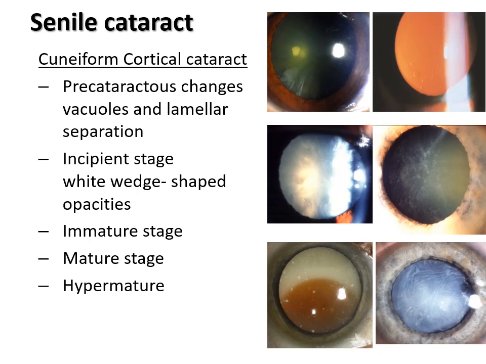In this type, there is liquefaction of the cortex, and the nucleus is moving freely inside the cortex, and as you can see in the picture, you can identify the nucleus, the brown one, sunken inside the liquefied cortex.